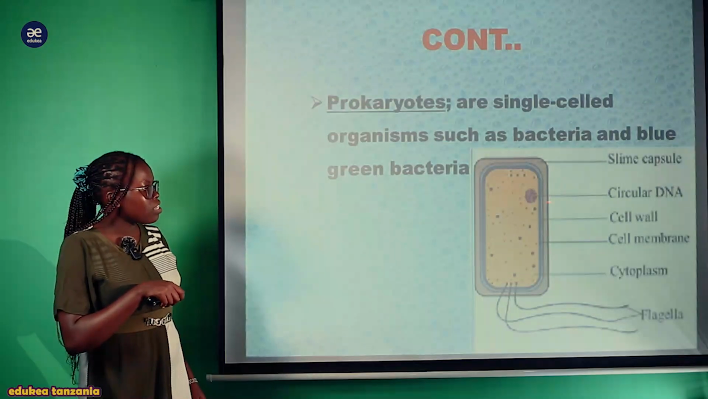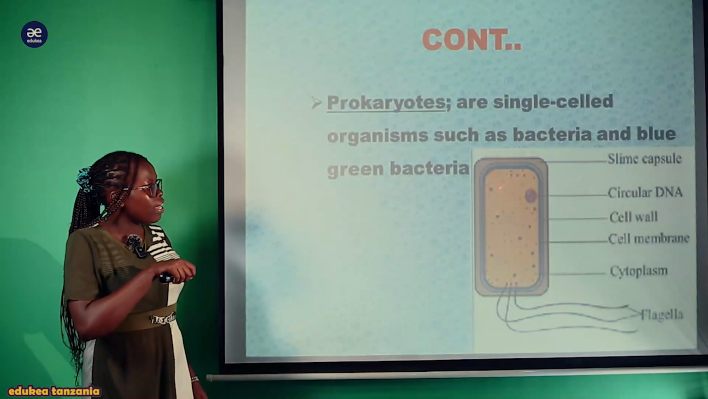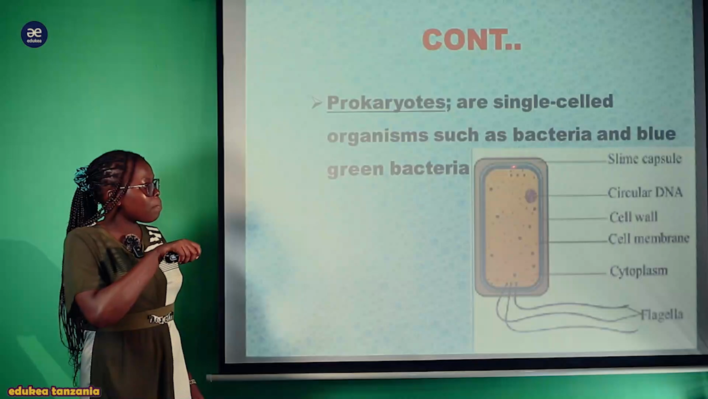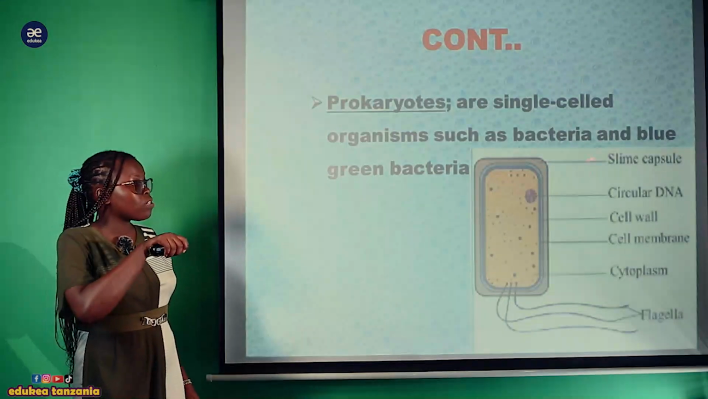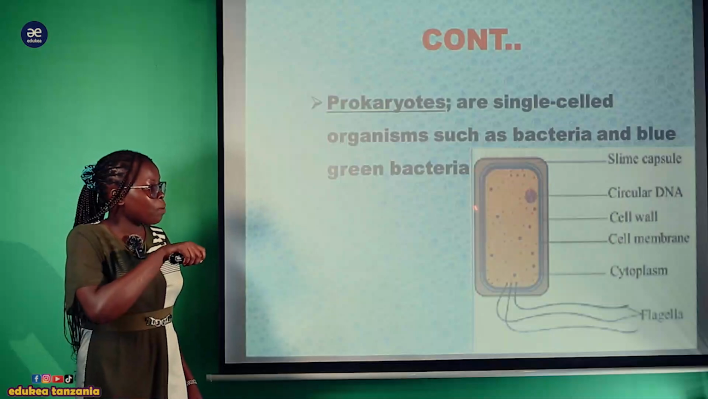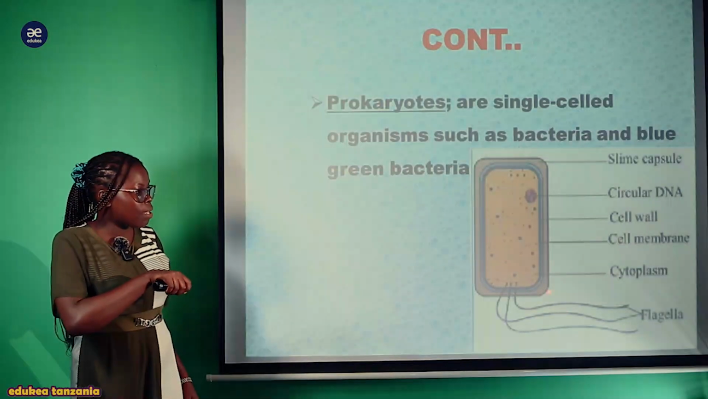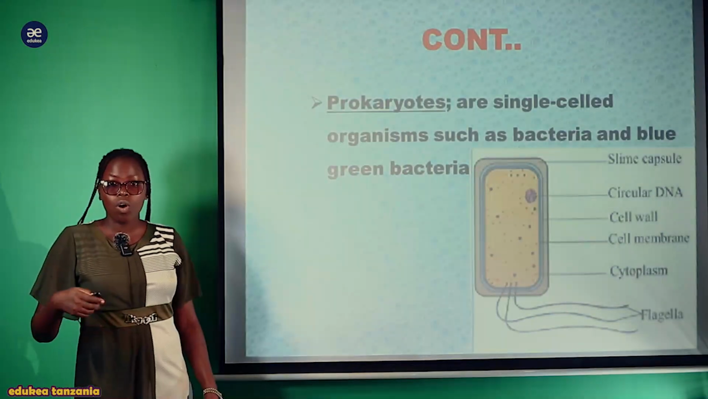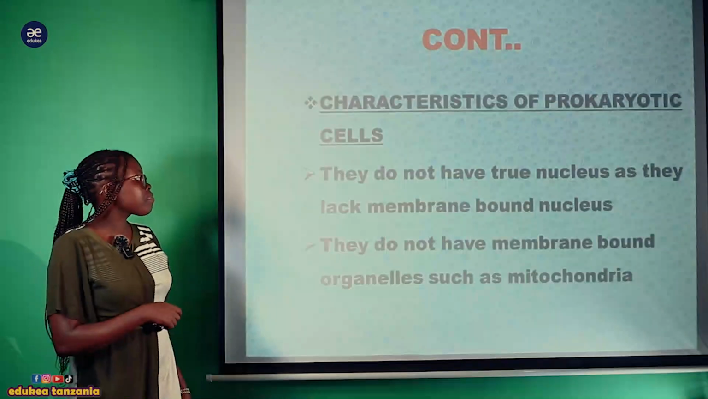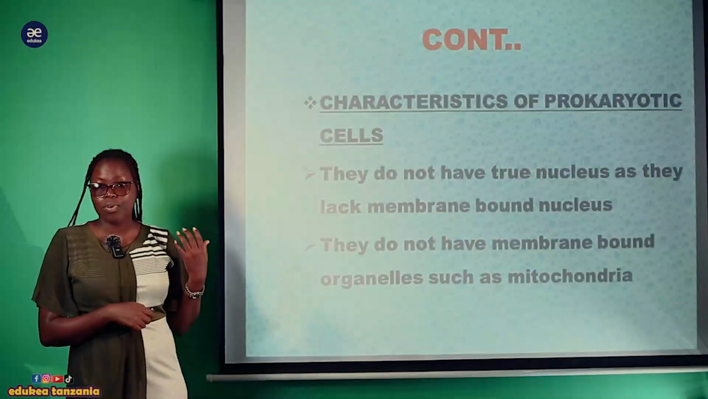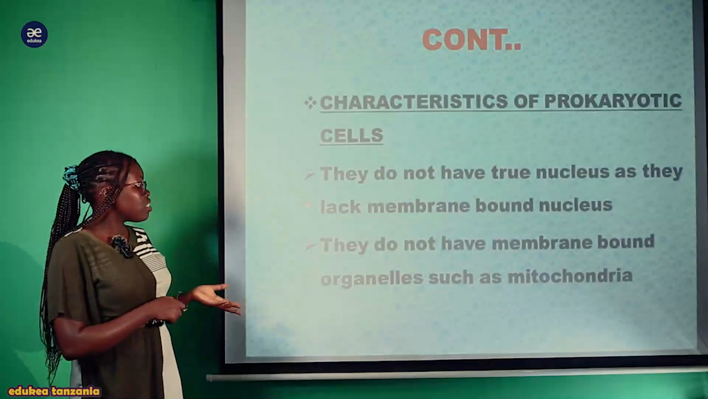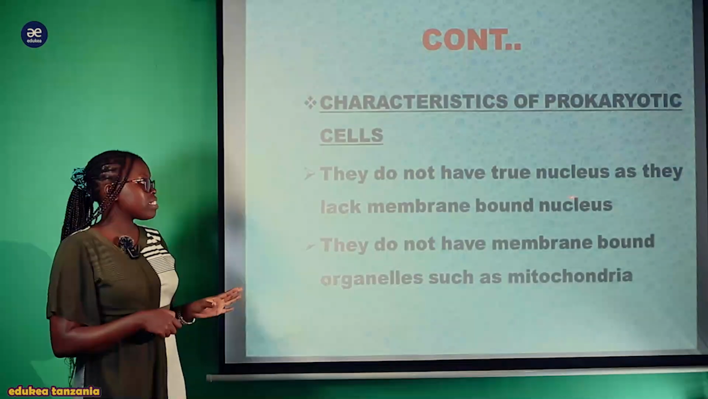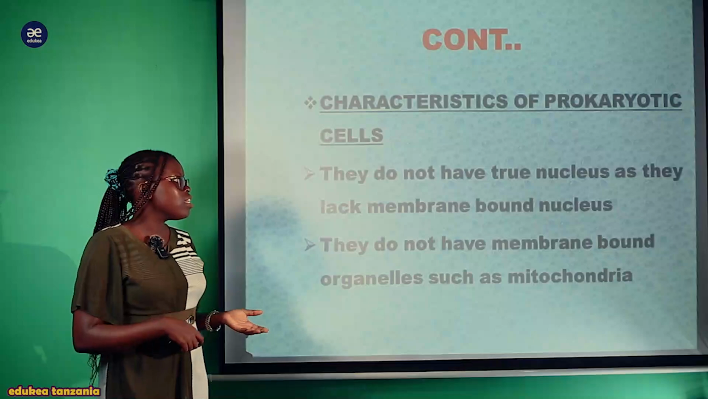And the outer part hapa ni slime capsule, hii hapa kwa ajili ya kuweza maintain the shape. It contains the protein coat ambayo kwa ajili ya maintenance of the shape. And this one, flagella, it is used as the main means of movement. Now let us see the characteristics of prokaryotic cell. Prokaryotic cell wana tabia gani au wana sifa gani? The first one, they do not have a true nucleus as they lack a membrane bound nucleus. So wana nuclear lakini nuclear yao is not true because wana lack membrane bound nuclear.